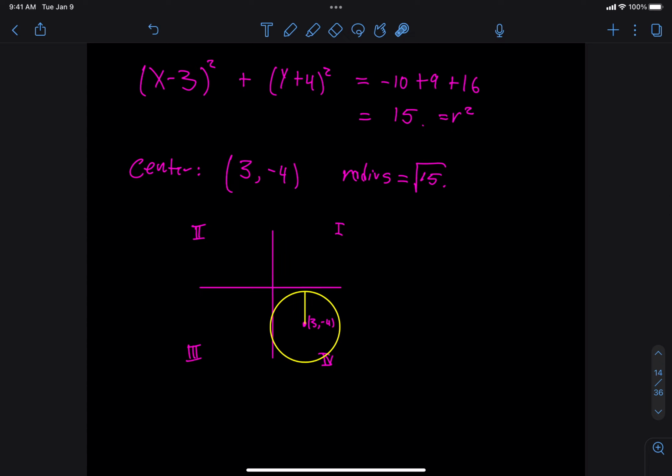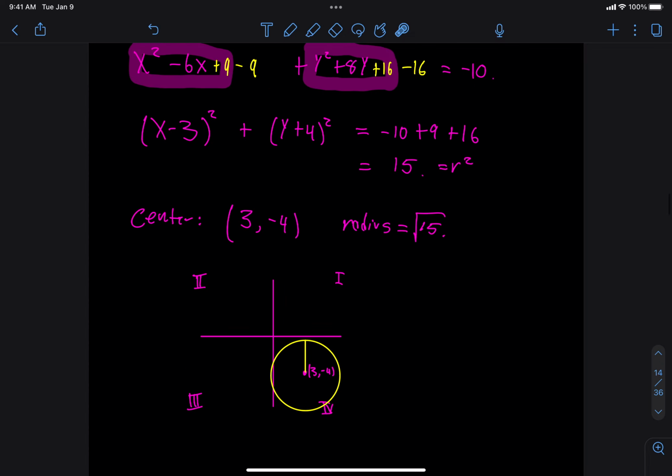Okay. Any questions on that? Yeah. Are you going to make us draw a circle on the exam? No, I won't make you draw a circle on the exam. All right. Any other questions on this?